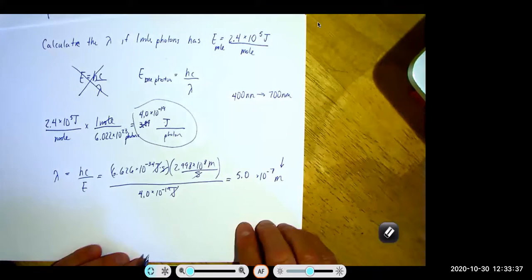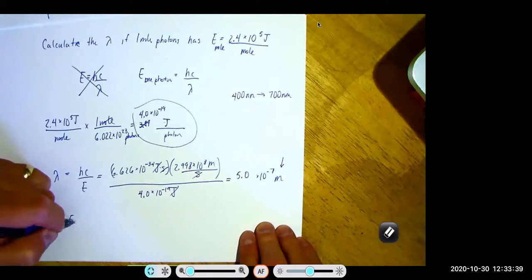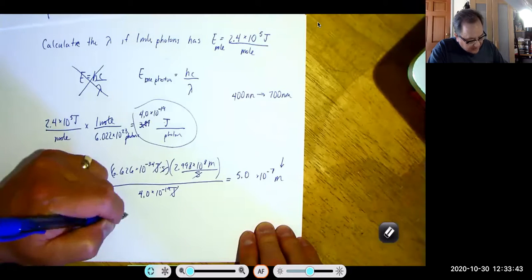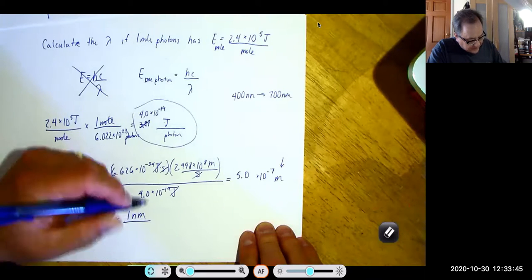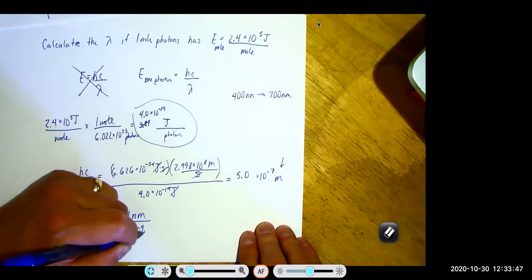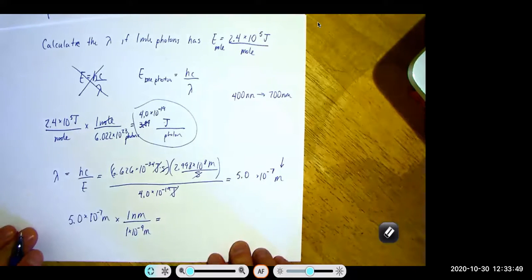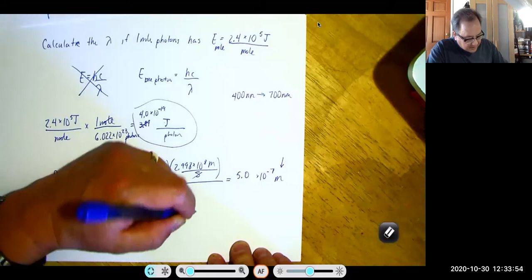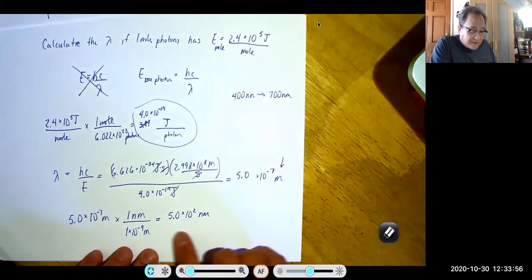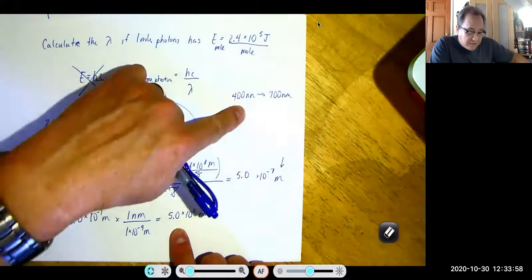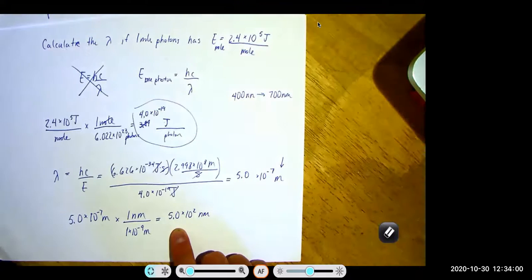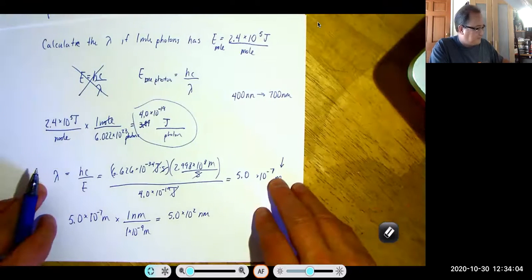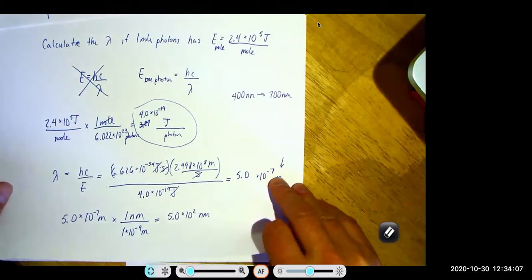So we have to convert to nanometers. Yeah, that's the best way to compare. To do that, you multiply by 1 nanometer over 1 times 10 to the minus 9 meters. And what we end up getting here is 5.0 times 10 squared nanometers, which is about 500 nanometers. So is 500 nanometers in here? Yep. So we can see it. It's visible light.